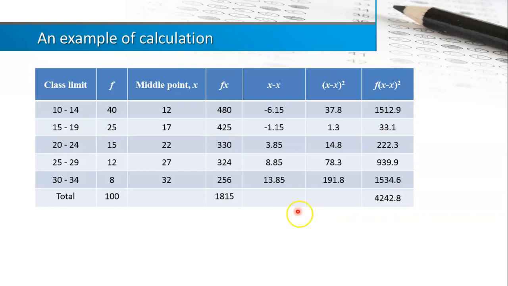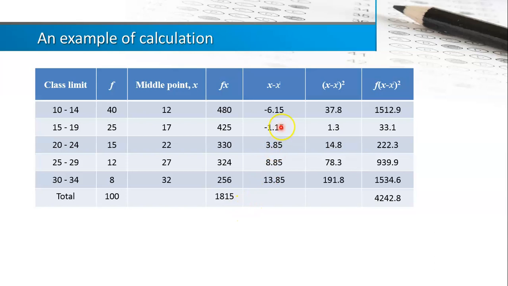If we have this type of table, maybe you have the same feeling, you hate this one. But it is the same thing. You just look for the midpoint from the class limit here. Then you find the fx. You multiply the frequency 40 with the midpoint, here 12, so you get fx here. Then you add all the fx.